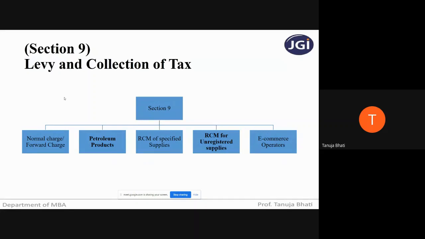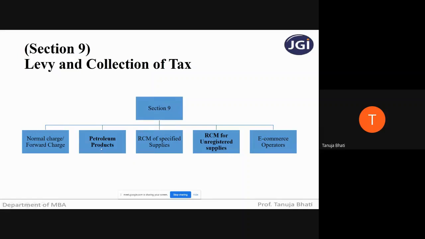Section 9, students, I had spoken about levy and collection of tax. In this, I had told you all that Section 9 is divided into 5 subsections, which is normal charge, forward charge, petroleum products, RCM of specified supplies, RCM of unregistered supplies, and e-commerce operators. Now, why am I showing this slide? Because this slide is related to persons liable to pay tax, which we'll be seeing in the succeeding slides.